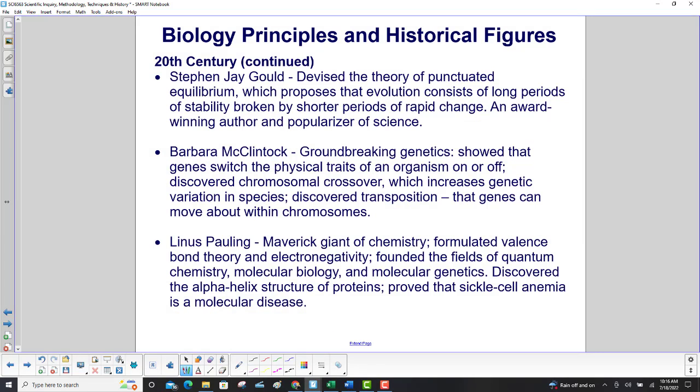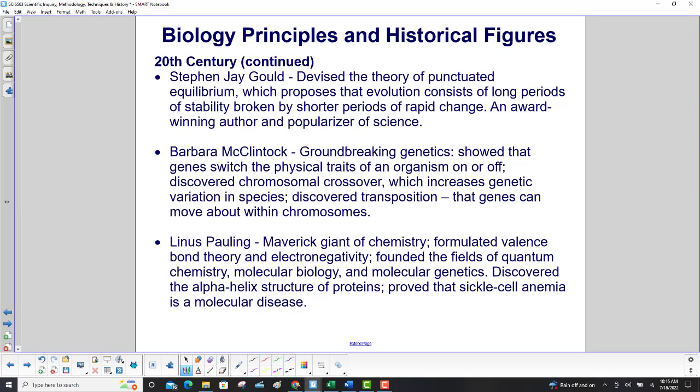20th century continued. Stephen Jay Gould devised the theory of punctuated equilibrium, which proposes that evolution consists of long periods of stability broken by shorter periods of rapid change. He was also an award-winning author and popularizer of science.